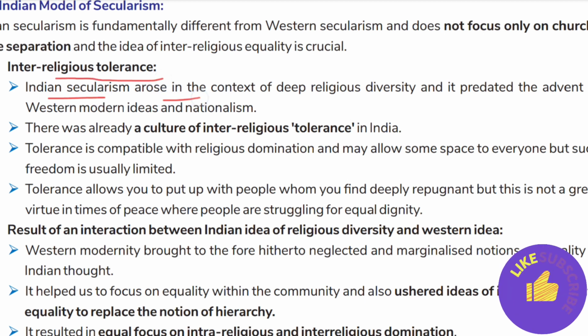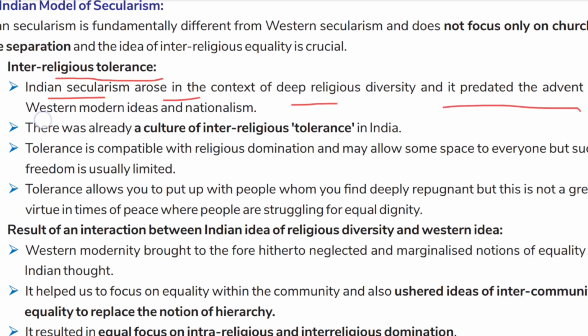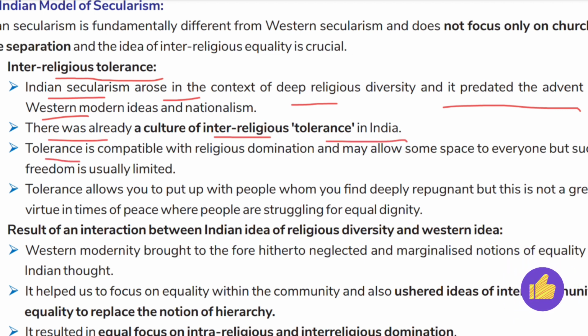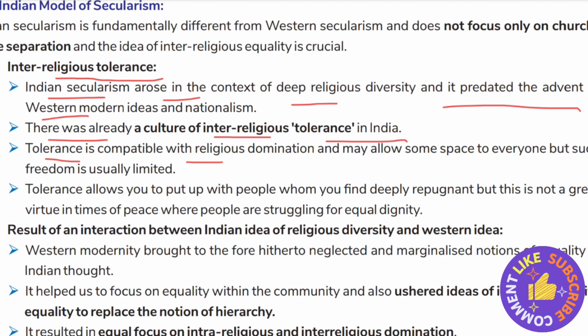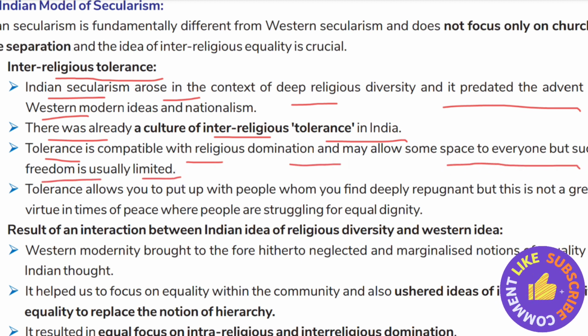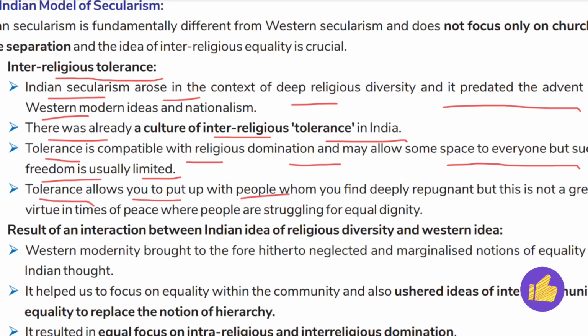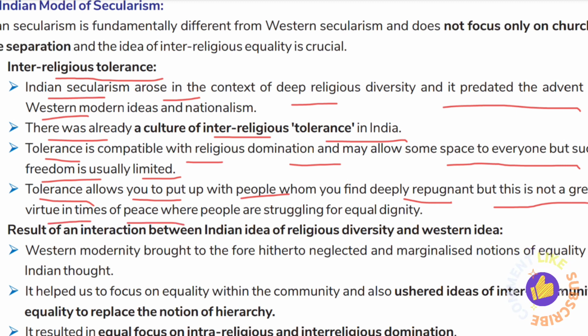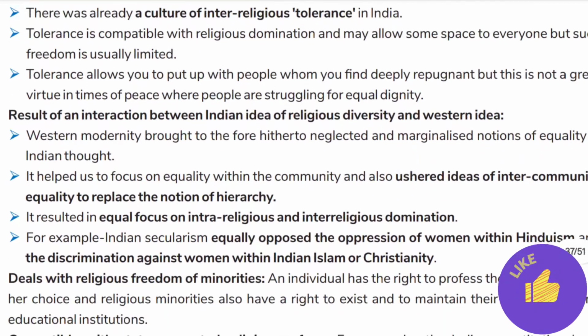Indian secularism arose in the context of deep religious diversity and predated the advent of Western modern ideas and nationalism. There was already a culture of inter-religious tolerance in India. Tolerance is compatible with religious domination and may allow some space to everyone, but such freedom is usually limited. Tolerance allows you to put up with people whom you find deeply repugnant, but this is not a great virtue in times when people are struggling for equal dignity.